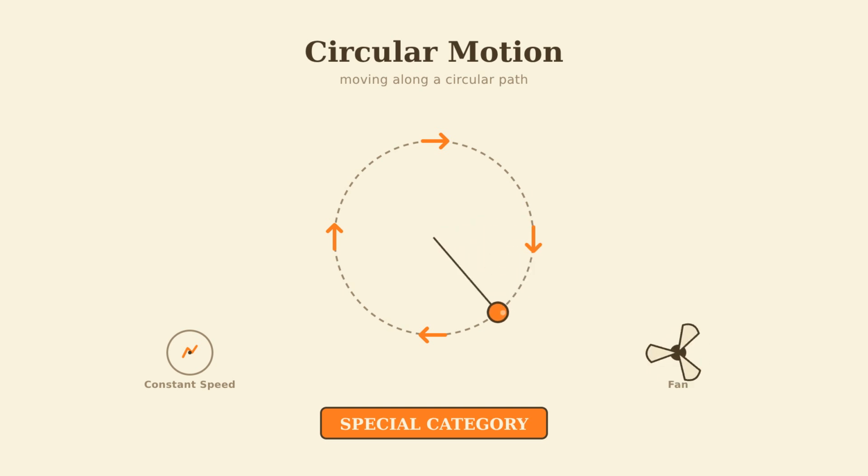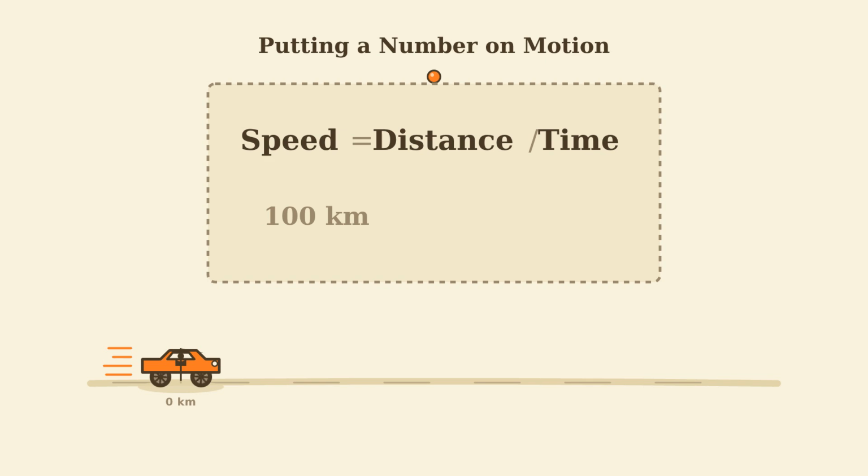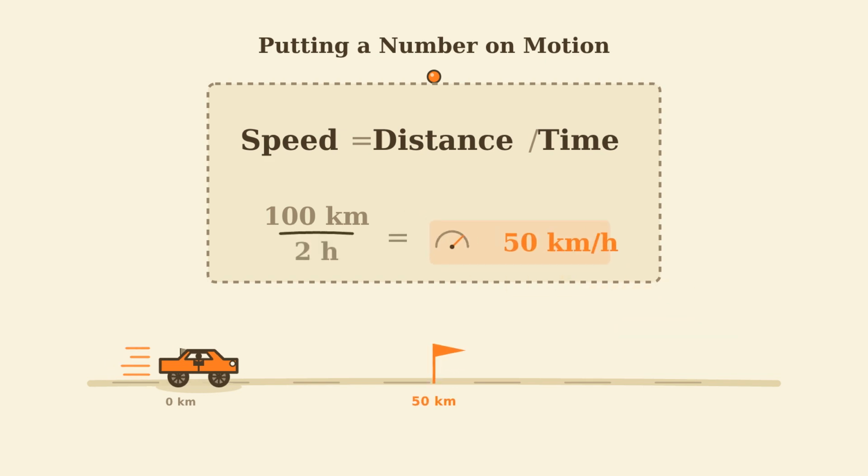Let's put a number on motion. Speed equals distance traveled divided by time taken. If a car covers 100 kilometers in 2 hours, its speed is 50 kilometers per hour, meaning its position shifts by 50 kilometers every single hour.